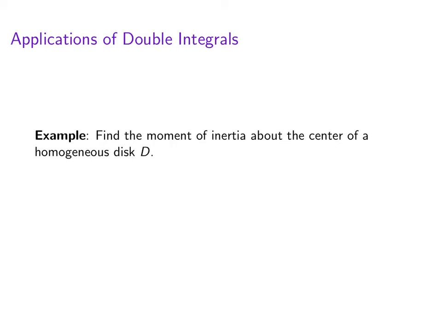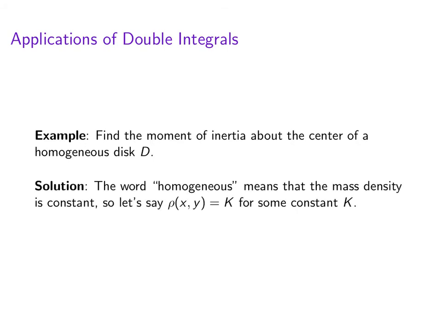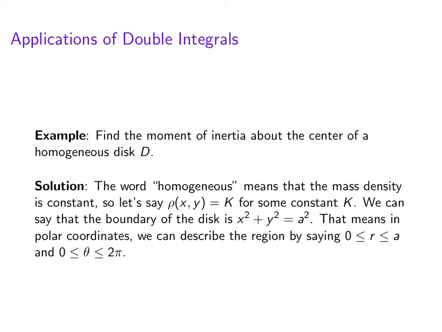As an example, let's find the moment of inertia about the center of a homogeneous disk. The word homogeneous means that the mass density is constant. So let's say rho of x,y is equal to k for some constant k. Let's say that the boundary of the disk is the circle x squared plus y squared equals a squared. So in polar coordinates, as usual, we'll describe the region by saying that r goes between 0 and a, and theta goes between 0 and 2 pi.